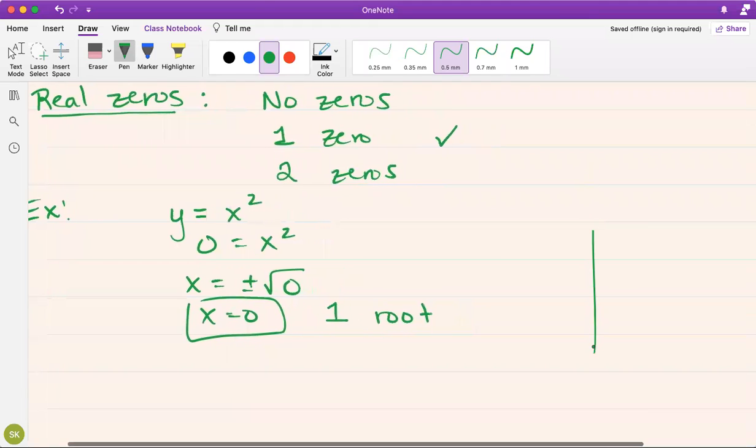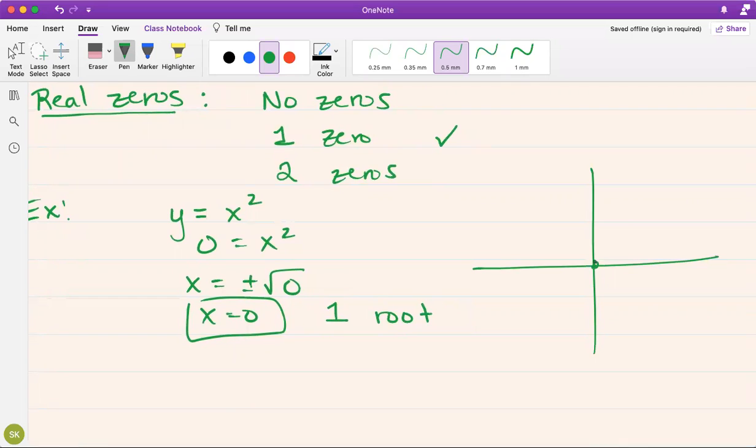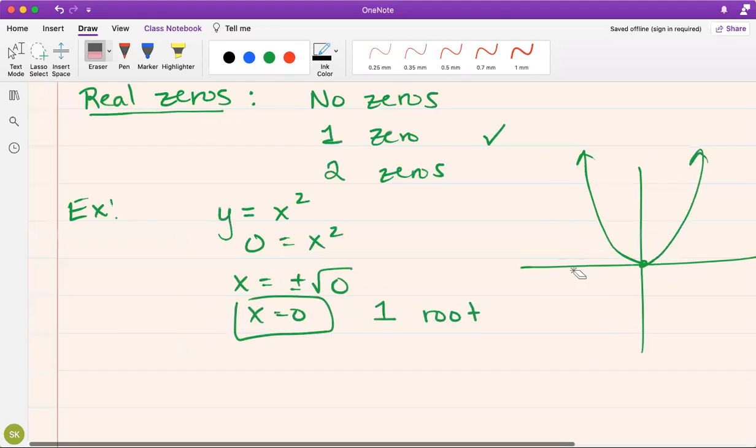And we could graph this function here, this x squared. This is a parent function we learned, and we can see that when we have 1 zero, which means one x-intercept, the vertex is that x-intercept. The vertex is touching the x-axis. Of course, you could flip this upside down. You could have a function like this. It would have 1 zero as well. So when you have 1 zero, that means the vertex is touching the x-axis.